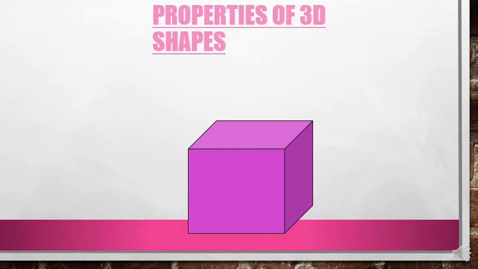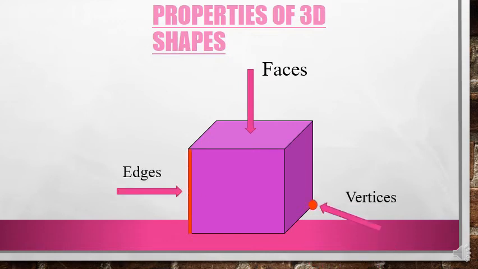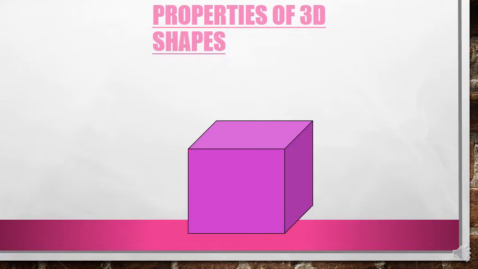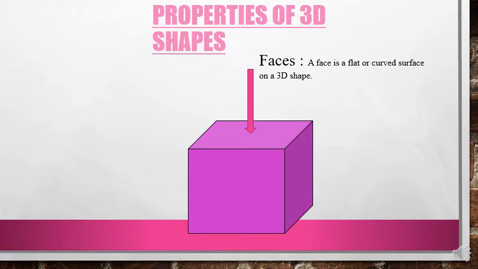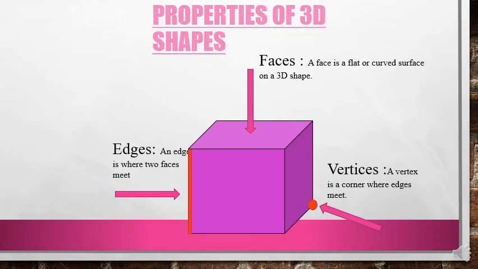The properties of 3D shapes are: the first one, faces, vertices, and edges. A face is a flat or curved surface on a 3D shape. A vertex is a corner where edges meet. And an edge is where two faces meet.